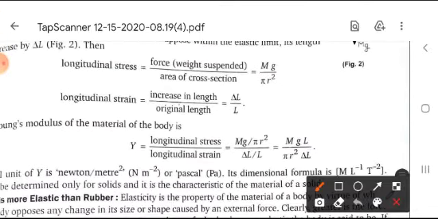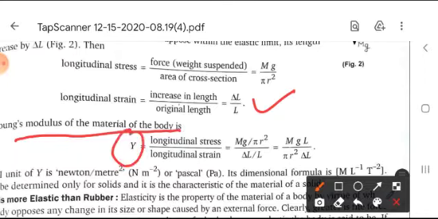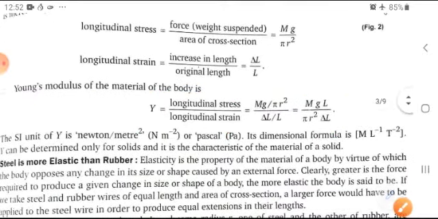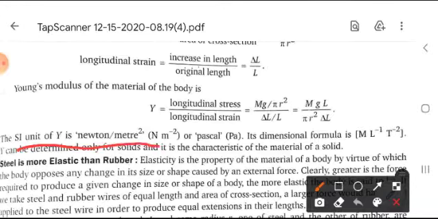Now, longitudinal strain is delta L upon L. By using Hooke's law, Young modulus of the material of the body, that is Y, is equal to the ratio of longitudinal stress upon longitudinal strain, and that gives the value mgL upon pi r square delta L. And this has the unit Newton per meter square or Pascal, and its dimensional formula is same as earlier cases, M L minus 1 T minus 2.